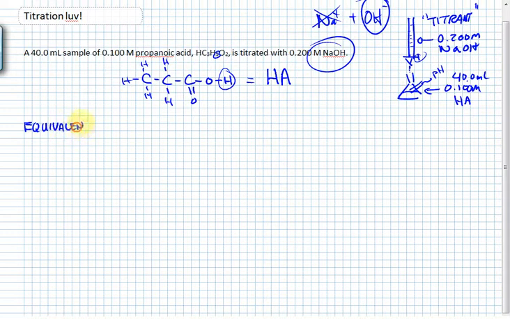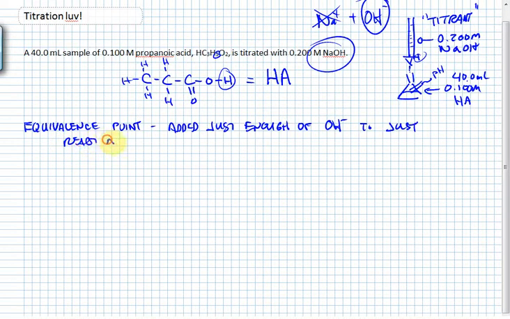The equivalence point is an important point. The equivalence point is the point at which we've added just enough volume of OH minus, the sodium hydroxide solution, to just react with all of the HA.